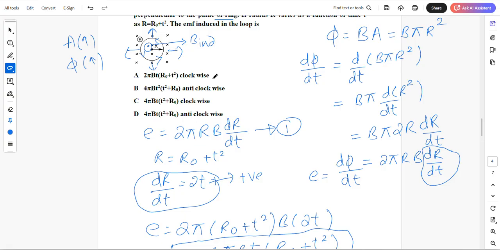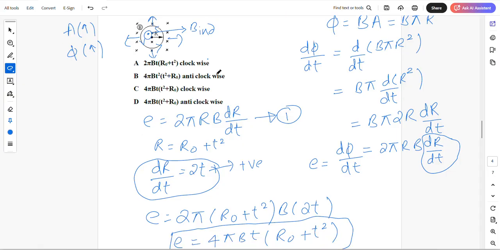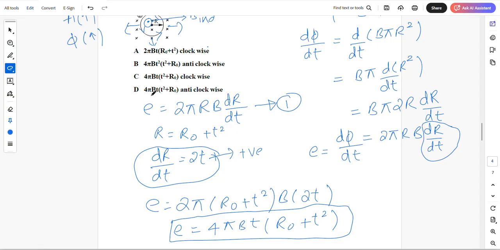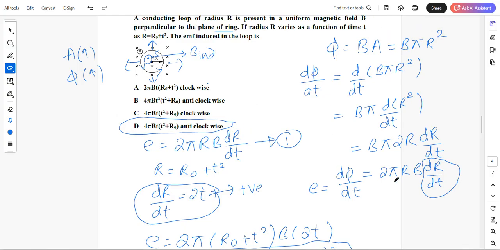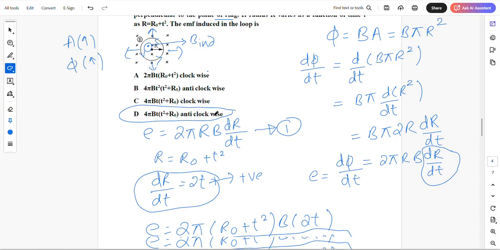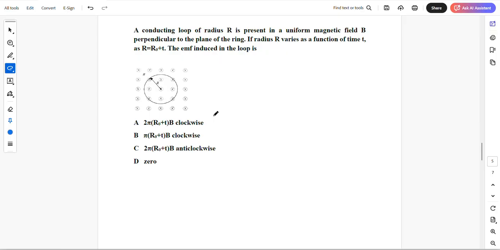This is the right answer. Be careful, these others are not the correct answer. The correct answer is 4 pi B t into r naught plus t square in the anti-clockwise direction. Hope you understood this. Very easy sum based on only one formula, but you have to be careful whether dr by dt is positive or negative. If it was negative, it would be in the other direction. Hope you understood. We'll go to the next problem.